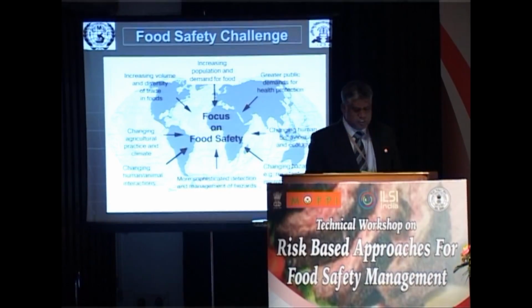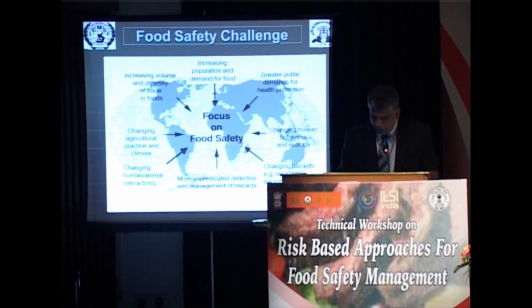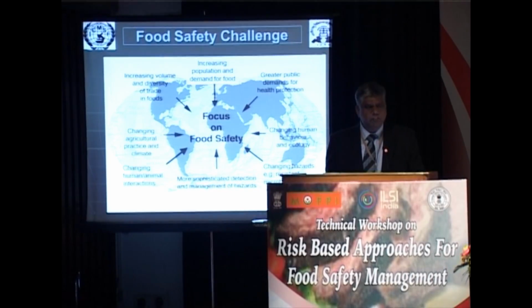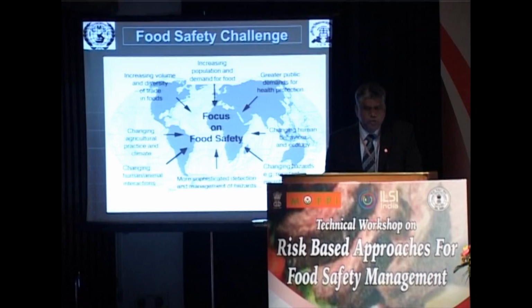We have been listening since yesterday about food safety challenges like increasing population and demand, diversity of food, increasing global trade, and all those kinds of things. One important point which is going to change the situation in microbial food safety is changing climatic conditions. It is going to affect a lot of animal pathogens and zoonotic pathogens which come into the food chain, because there is a change in the epidemiological pattern of these diseases.